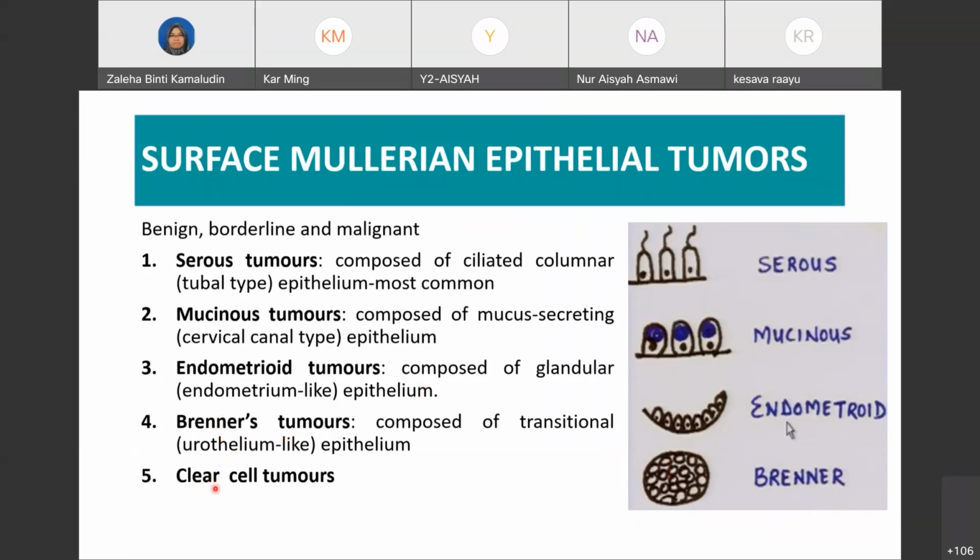And last but not least is the clear cell tumor. Why do we call it clear cell? Because histologically it shows clear cytoplasm. Okay, and all of these five types have a spectrum. Okay, can be classified into benign, borderline, and malignant.